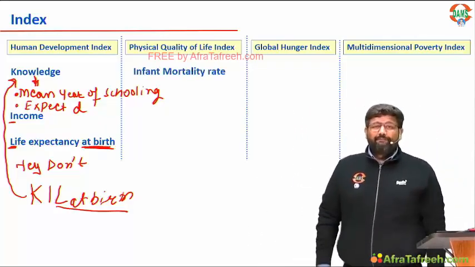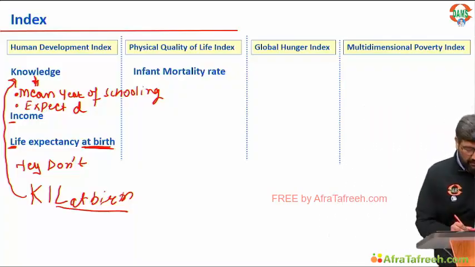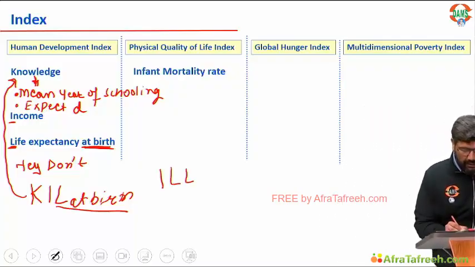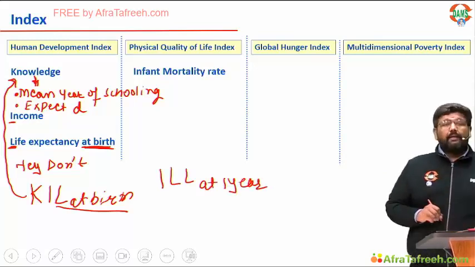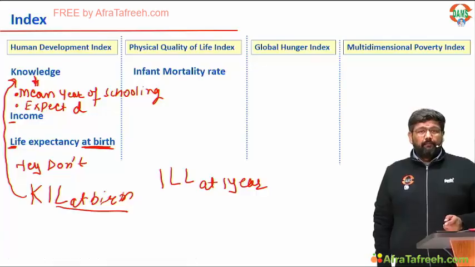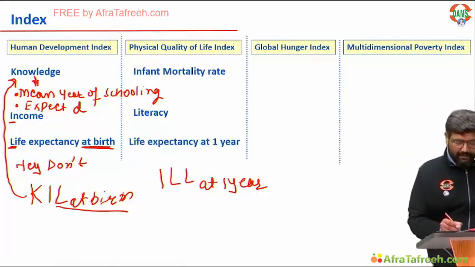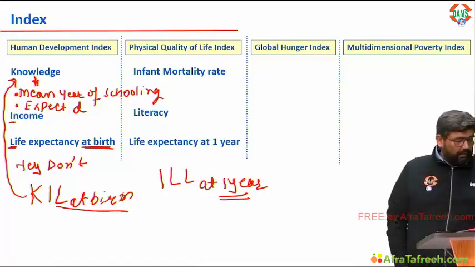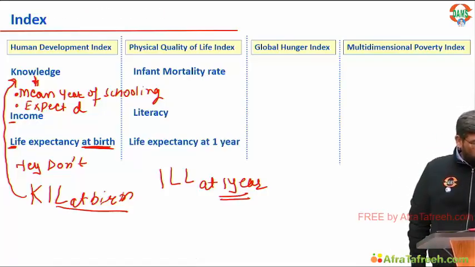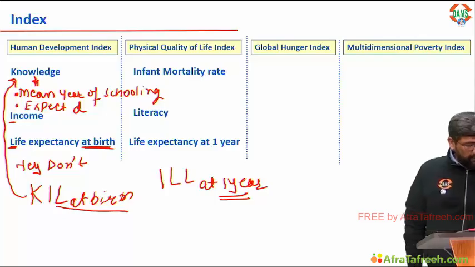And now we have physical quality of life index. The mnemonic is ill at the age of 1 year. Ill at the age of 1 year, infant mortality rate. Then we have literacy, and then we have life expectancy at 1 year. Right?